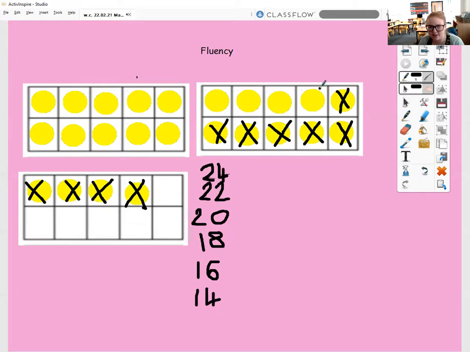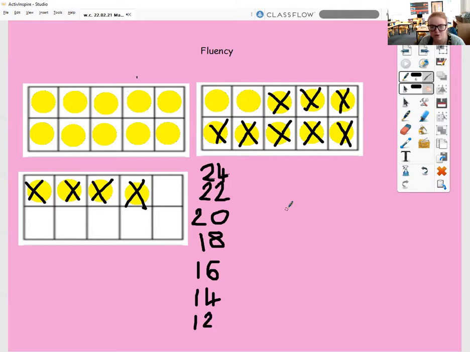Okay, what do I want to do next? I want to take away 2 more. So take away 2 more. How many have I got remaining? What is my remaining part? Well, I've got 1 full tens frame. So that's 1 ten. And how many ones have I got? Well, here's my ones. I've got 1, 2 ones.